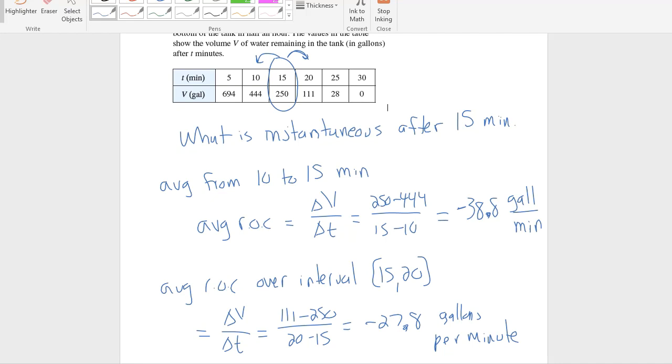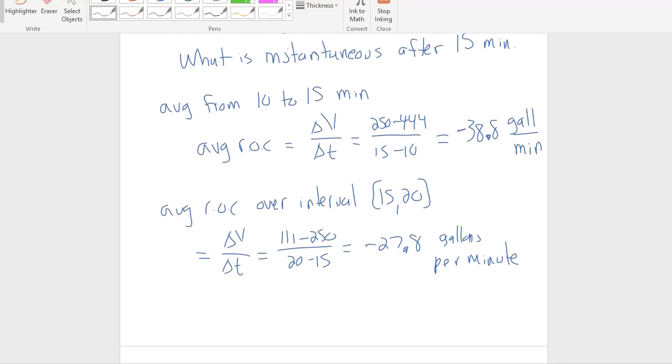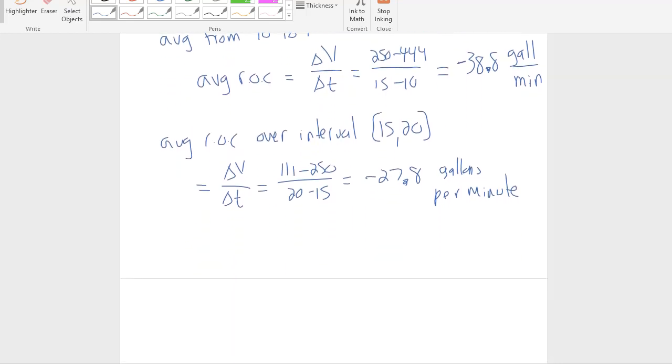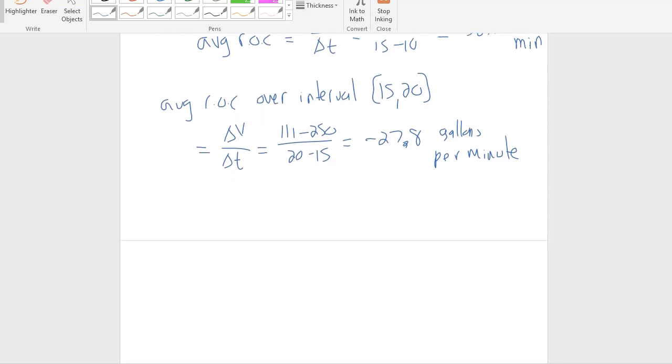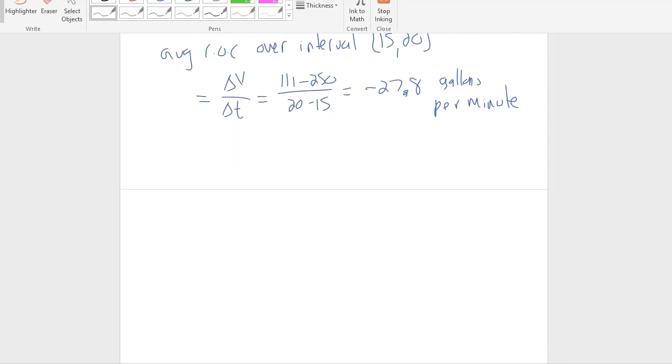Okay, so I'm going to draw a graph here which doesn't necessarily represent that data set. So if I draw a graph here, let's pretend it's a parabola, but it's not necessarily, right? So let's say we have a parabola. So what we did was, let's say here was 15 minutes, right? We backed away and we did 10 to 15 minutes. And then we jumped forward and we went from 20 to 15 minutes.